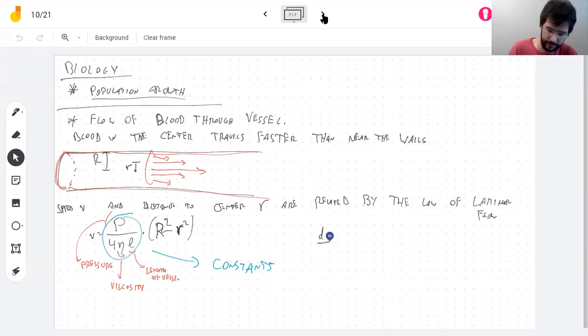And dV/dr is the change in velocity as you move towards the wall. All right. And this is called apparently the velocity gradient, because gradient is just another word for change.